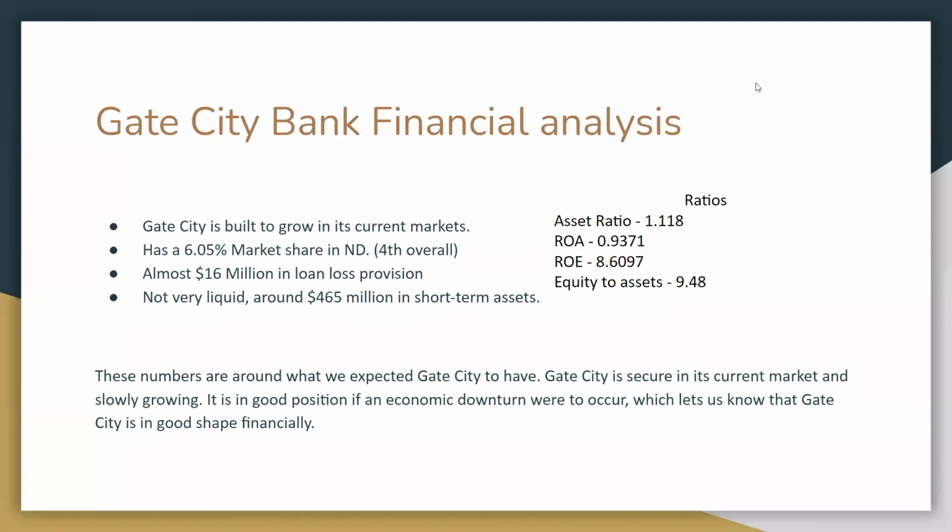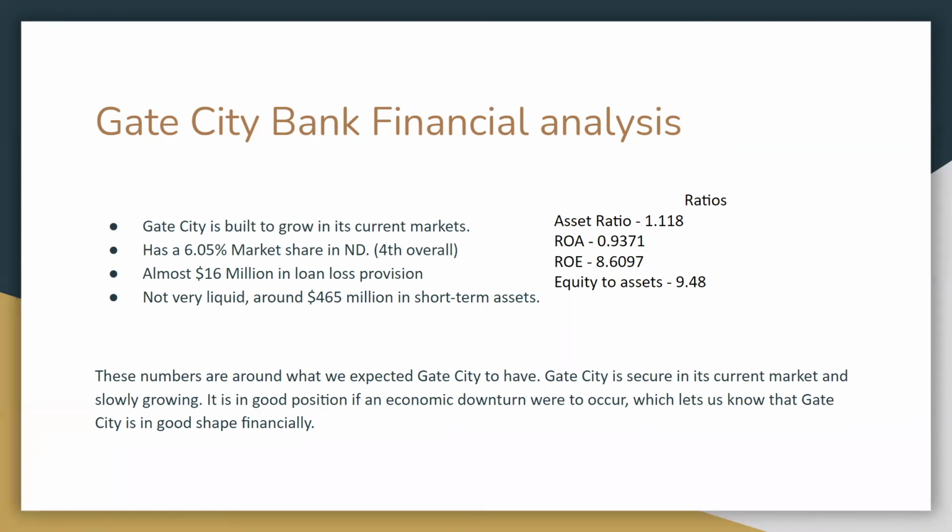Our financial analysis for Gate City Bank shows that Gate City Bank is built to grow in its current market. Right now, Gate City Bank has about a 6% market share in North Dakota, which is 4th overall in the state. So they're doing pretty good, but they still have room to improve. Gate City is also prepared for the worst if an economic downturn were to occur. They have put aside $16 million in loan loss provision in case people start to default on their loans.